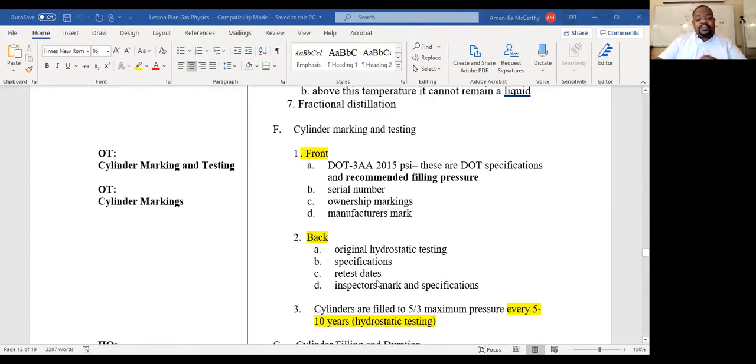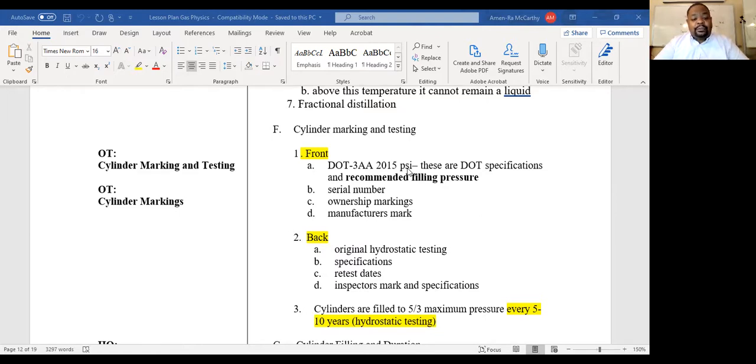All right, we talked about the cylinder markings yesterday. We said on the front, we have these things, right? The DOT has a recommended filling pressure of 2015. So if they ask, what is the recommended filling pressure? 2015 PSI. But we said we're able to overfill by 10%, which would ultimately have a PSI of 2200 on a full cylinder, okay? On a full cylinder.